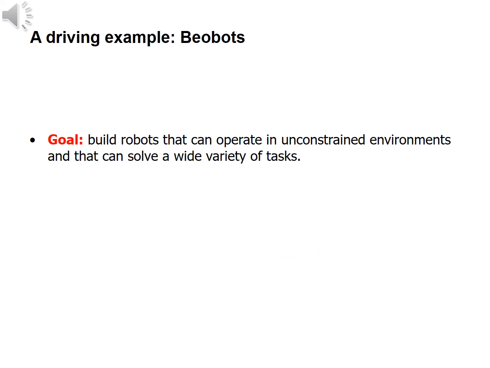So we are going to have an example of AI applied to robots. There is a goal to build robots that can operate in unstructured environments and that can solve a wide variety of tasks. We should do this with low-cost components and try to see what the issues in constructing this are. So this is just a driving exercise. If we had a lot of time and resources, we might concentrate on such a project in the class.